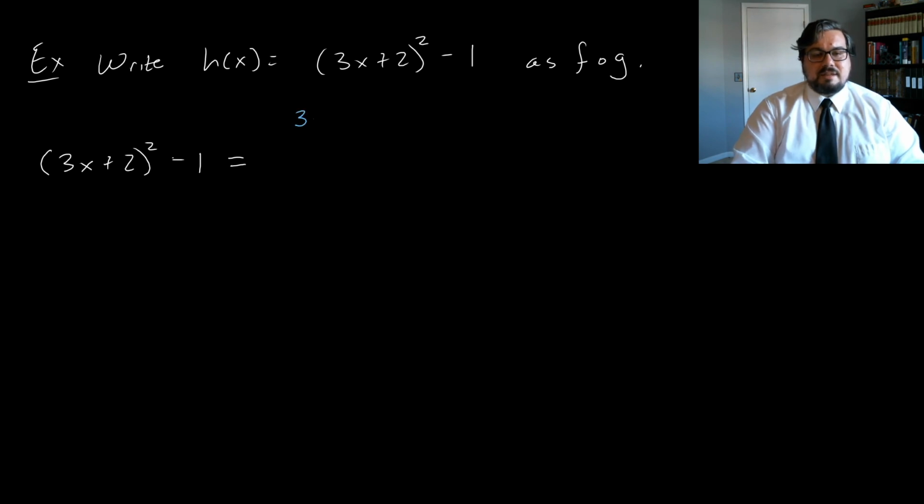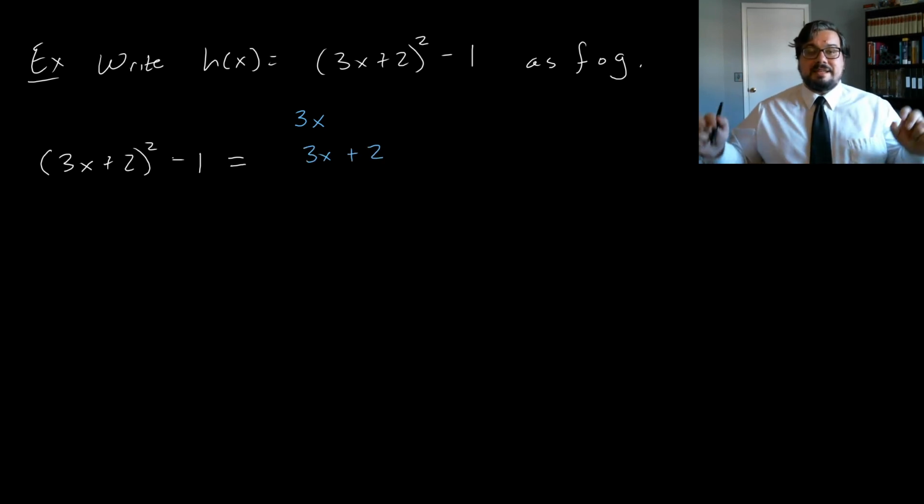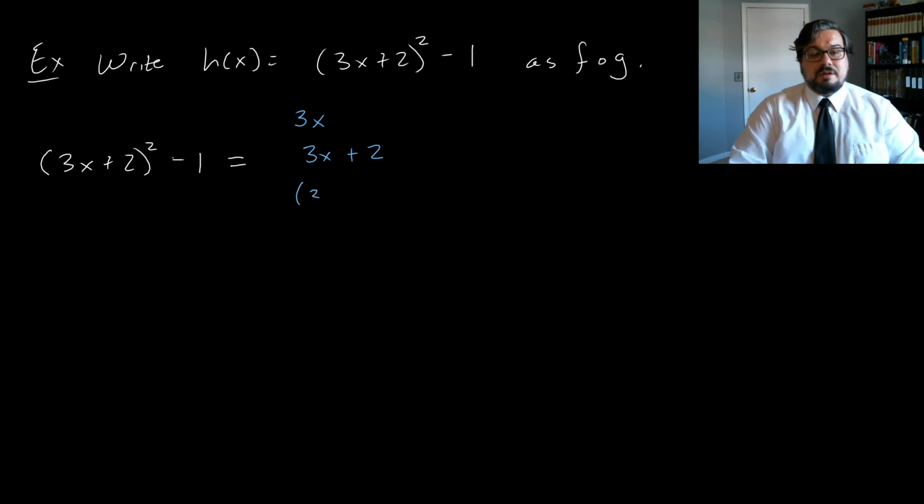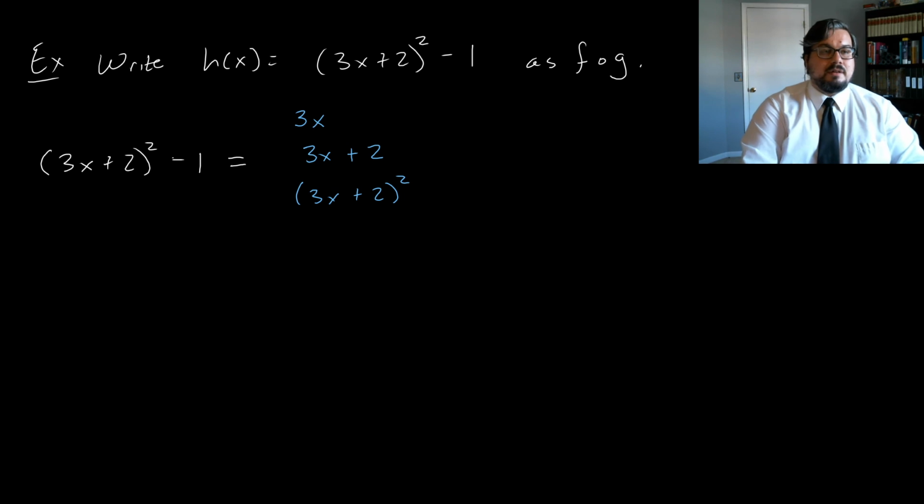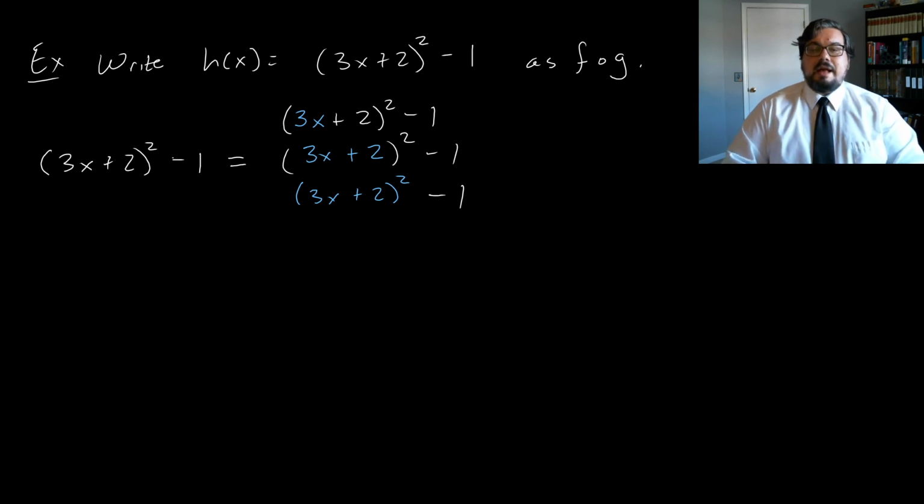We could take the 3x part of the function to be the inside part. We could make the whole 3x plus 2 part to be the inside part. Or we could go even further, make it 3x plus 2 squared being the inside part. And any of these could work.